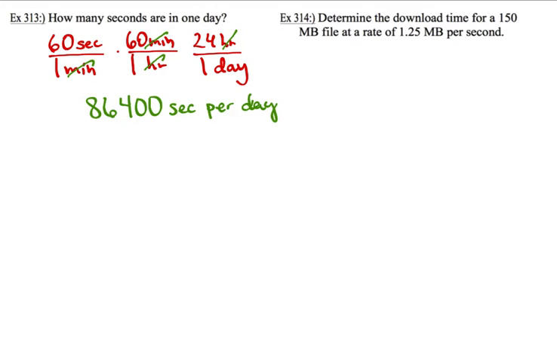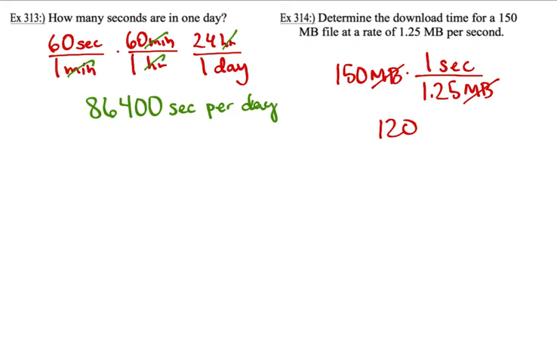Determine the download time for a 150 megabyte file at 1.25 megabytes per second. We're going to start with our 150 megabyte file, and it's 1.25 megabytes per second. I'm going to want to put the megabytes on bottom, and that's per 1 second. So I've got the unit rate upside down. The units flip. I get 150 divided by 1.25, and that is 120 seconds. Looks like it would take 2 minutes.